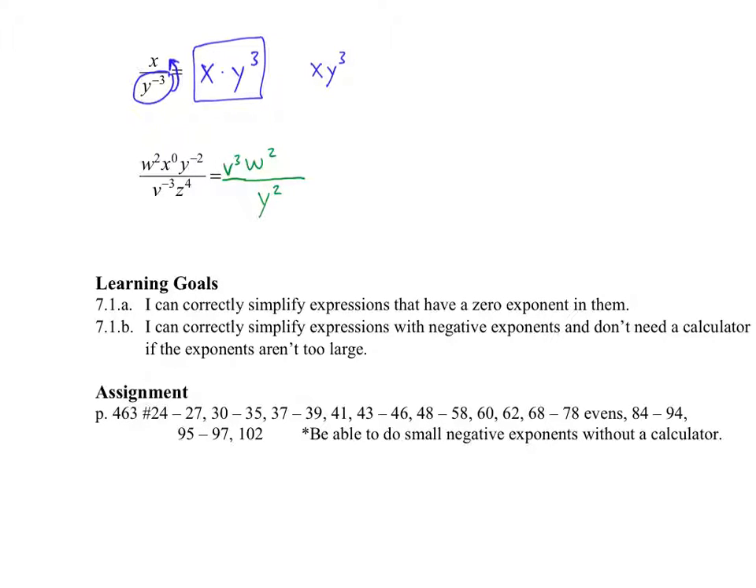That one's done. Then very last, we have the z to the fourth down here in the numerator. So it's positive, so it stays. So we have a z to the fourth. So that looks kind of ugly, so I'm going to rewrite it and just say v to the third times w squared all over y squared z to the fourth. And that's it.